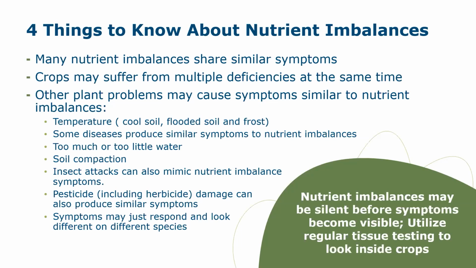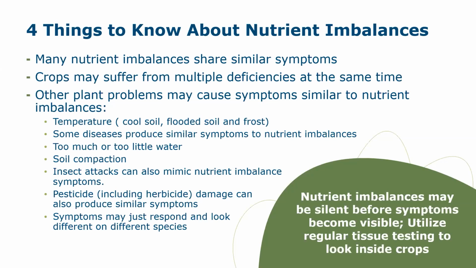Other plant problems can cause symptoms similar to nutrient imbalances. This is why tissue samples can help you rule out whether this is a nutrient imbalance or not. These problems can be temperature. Is the soil cool? Is it flooded? Is there frost on it? Some diseases produce similar symptoms to nutrient imbalances. Too much water or too little water can cause issues. Soil compaction, especially. Insect attacks also mimic nutrient imbalance symptoms.